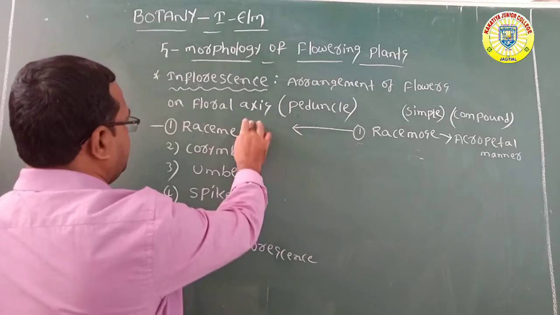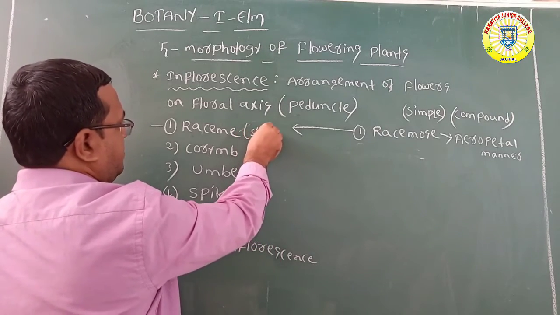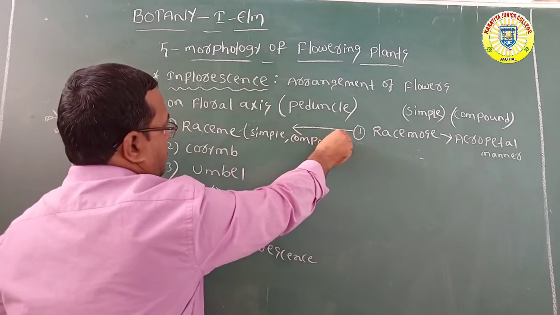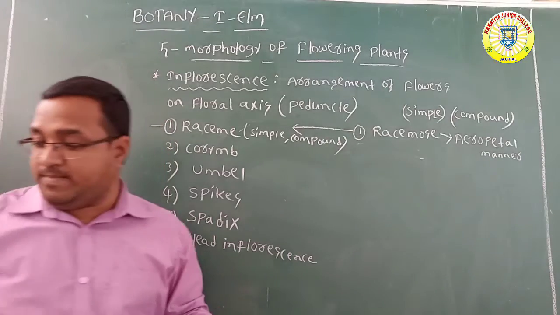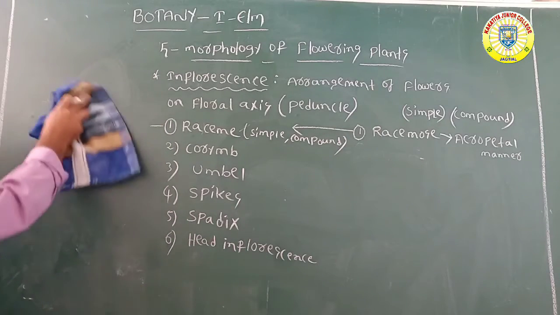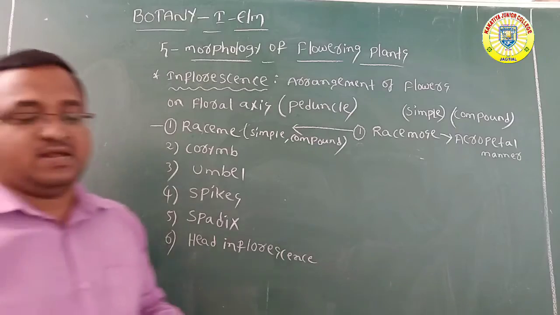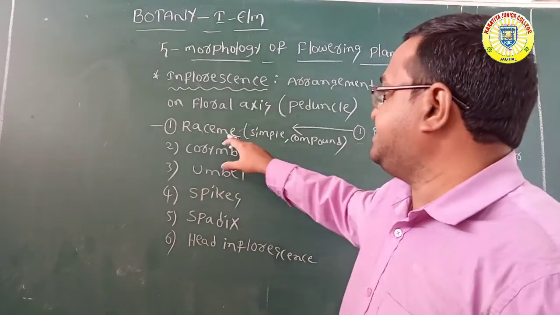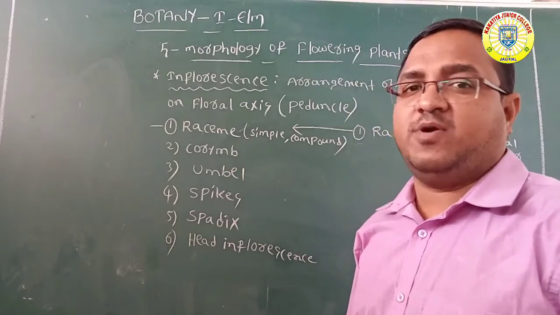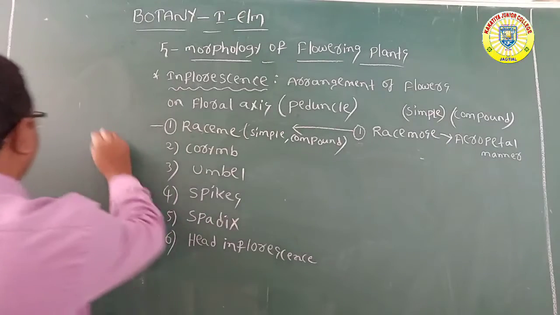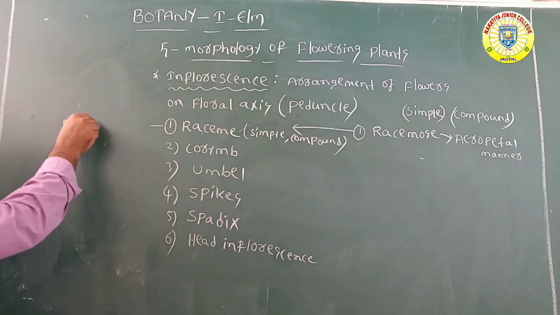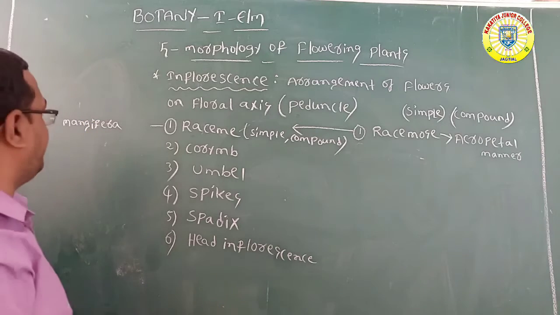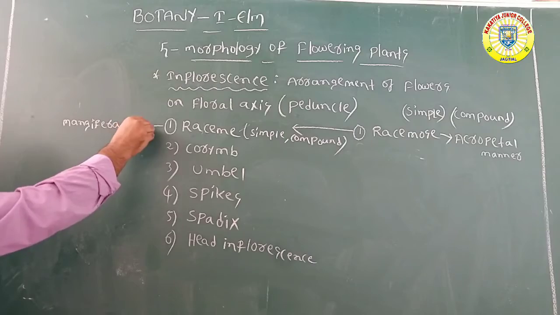Racemose is mainly two types: simple and compound. Next, what is corymb? What are the examples for racemose? Best example, Mangifera.